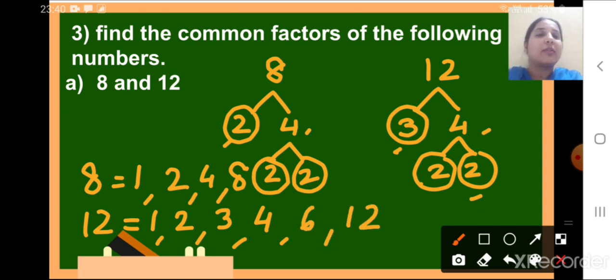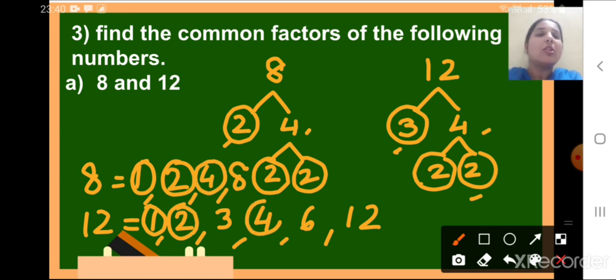12 itself. Now we can find the common factors. So 1 is common, 2 is also common, and then 4 is also common. So what are the common factors? 1, 2 and 4. You can directly write the factors, or otherwise you can make a factor tree and find the factors, and then you can just circle the common factors and you can find the common factors of any two or more given numbers.